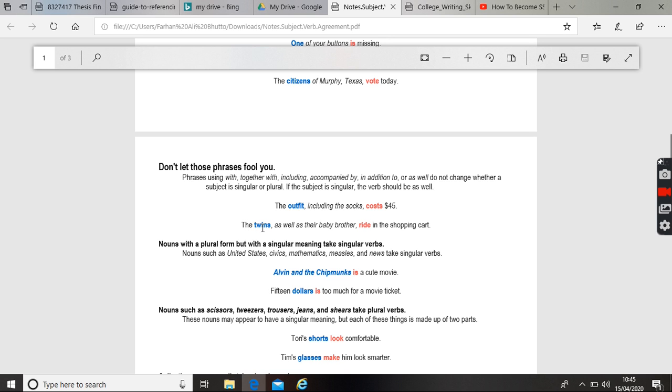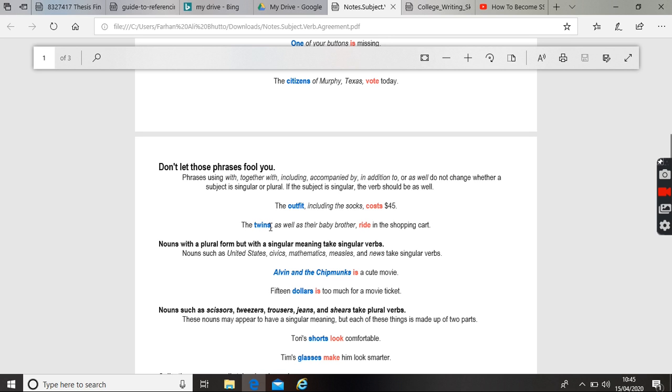Likewise, the twins as well as their baby brother ride in the shopping cart. Now what is the subject? Your subject is the twins. Now this as well as their baby brother is the additional phrase that you can simply ignore. So the sentence would be, the twins ride in the shopping cart.